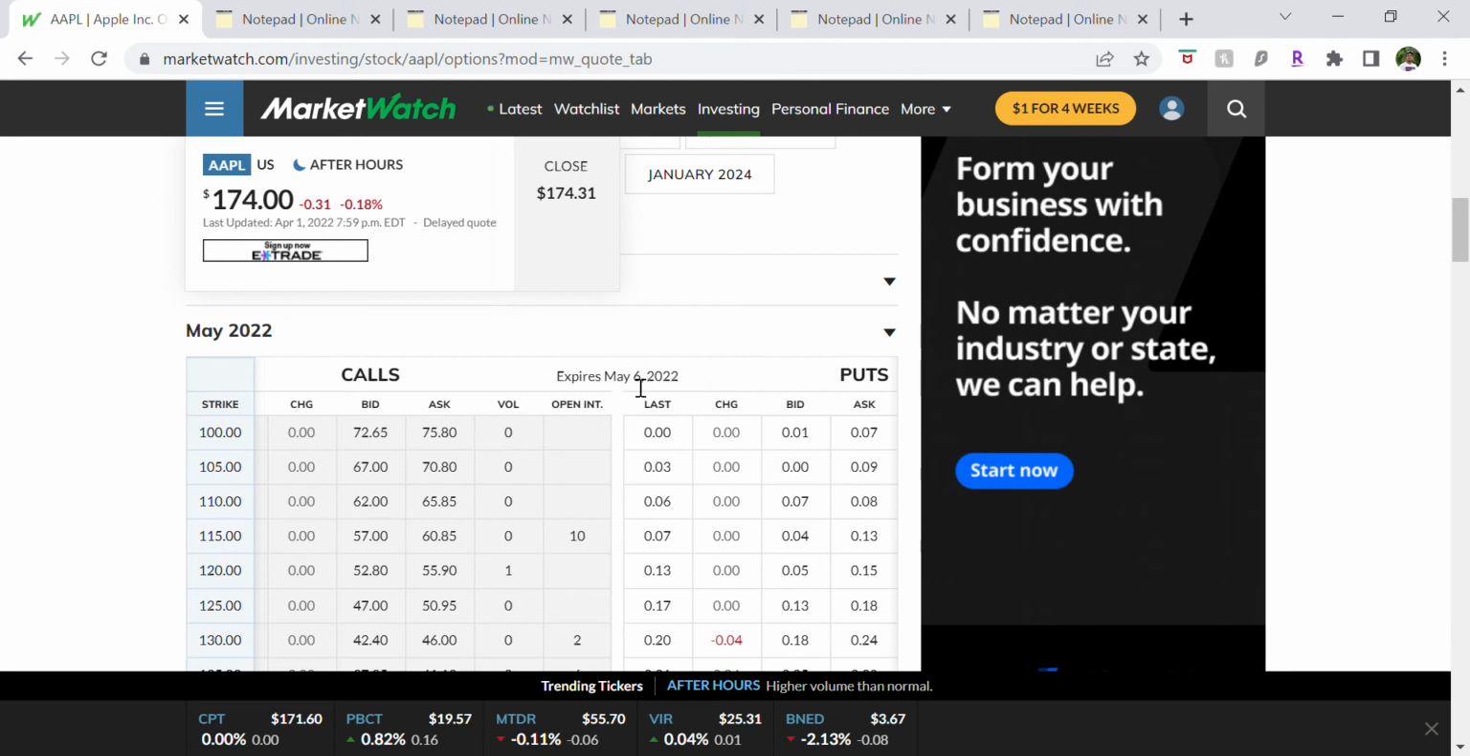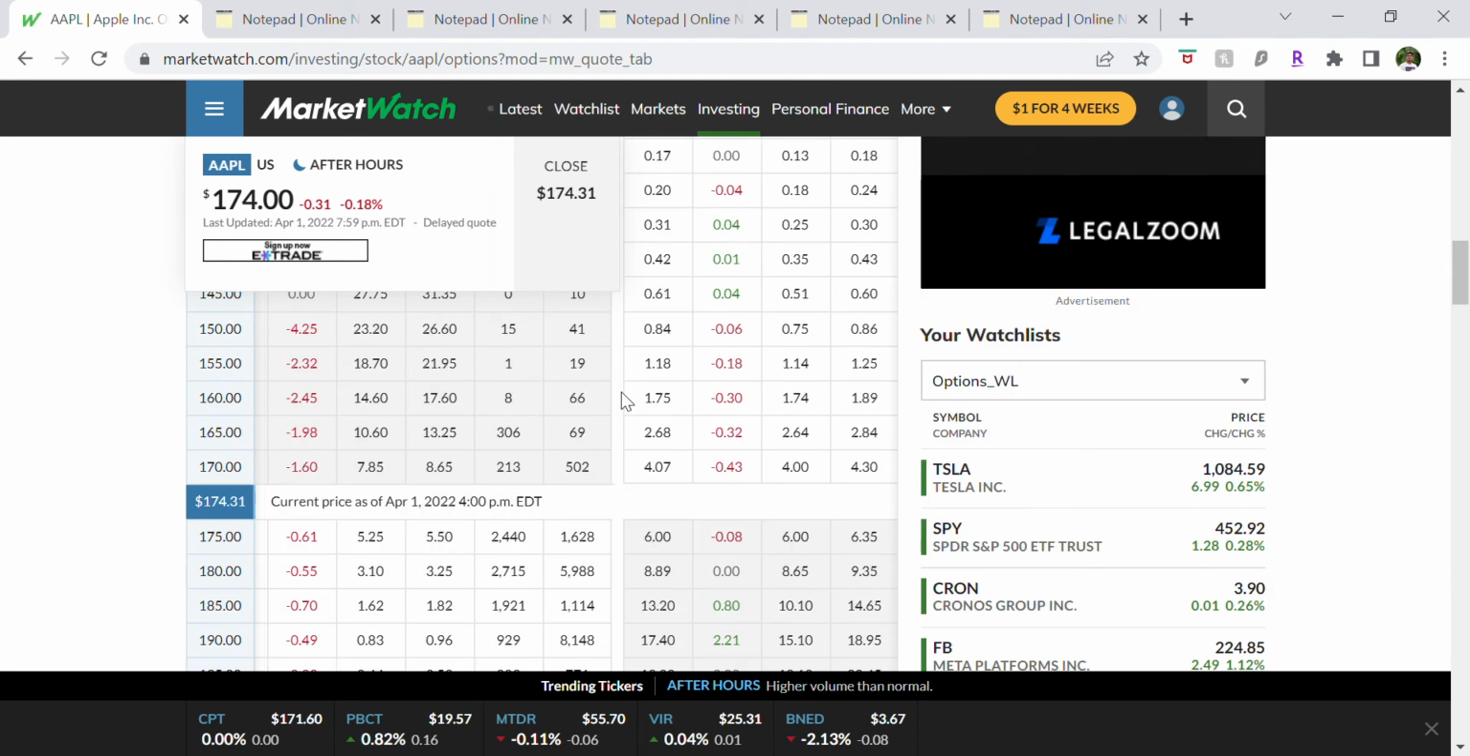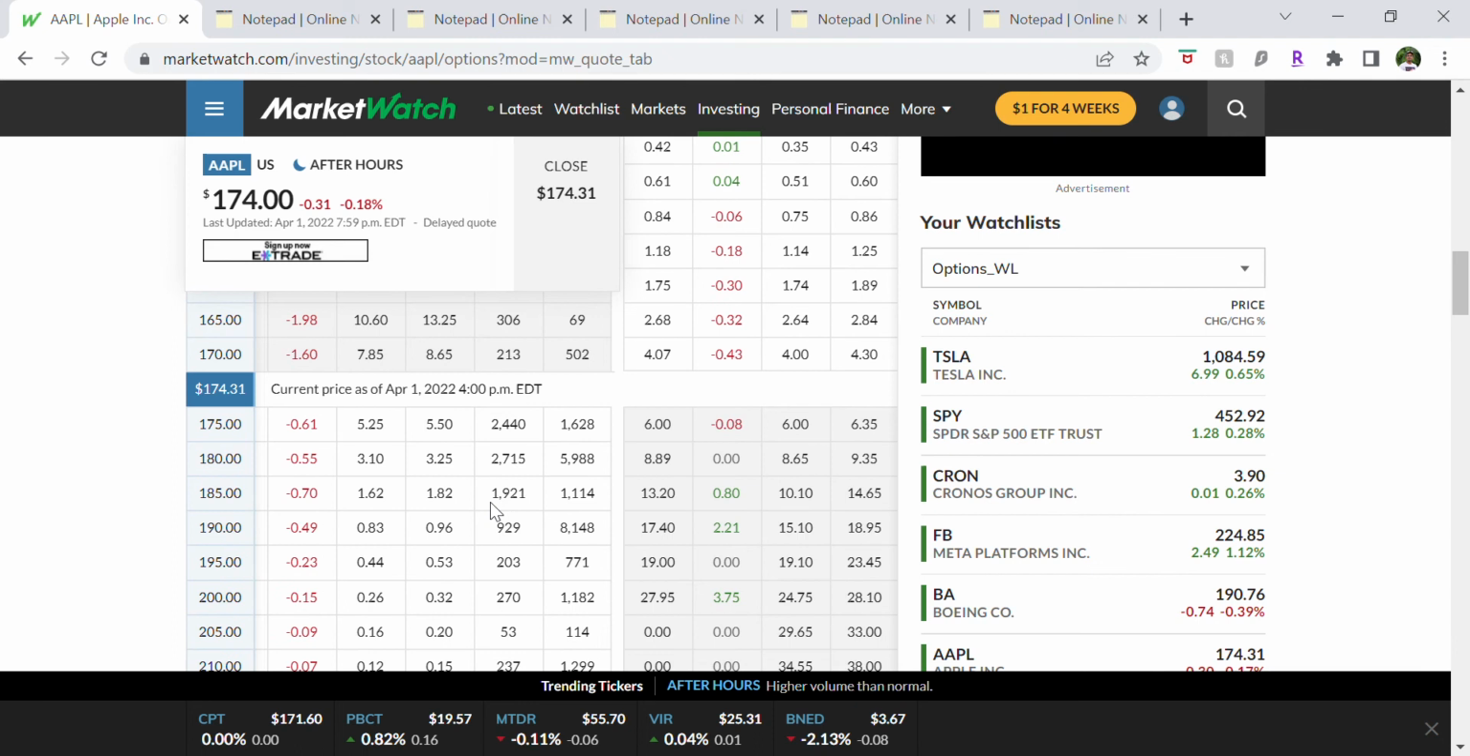So now this is May 6th. Currently the Apple price was 174 on the closing of April 1st. I want to do a call debit spread. How I will do it: I think Tesla will go above 180 by May 6th. So I'll buy, let's just go with this offer price, 3.25. In both cases we'll go with that.